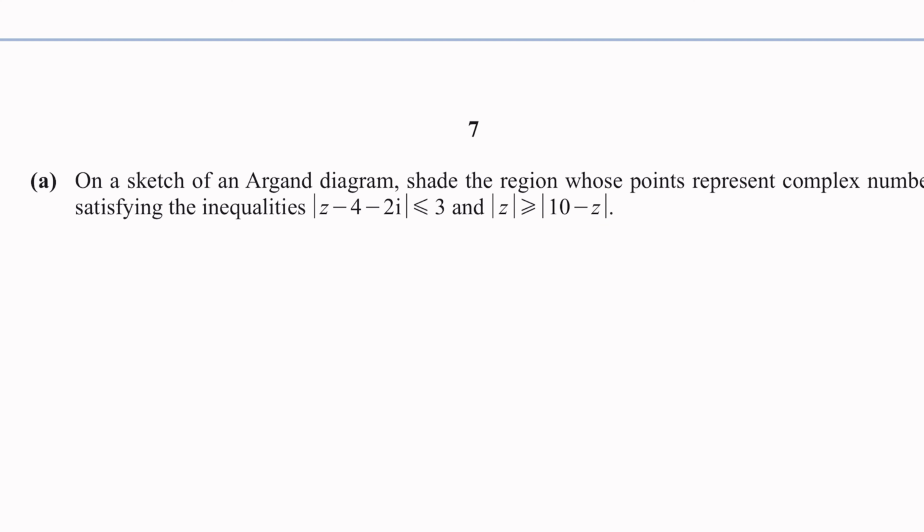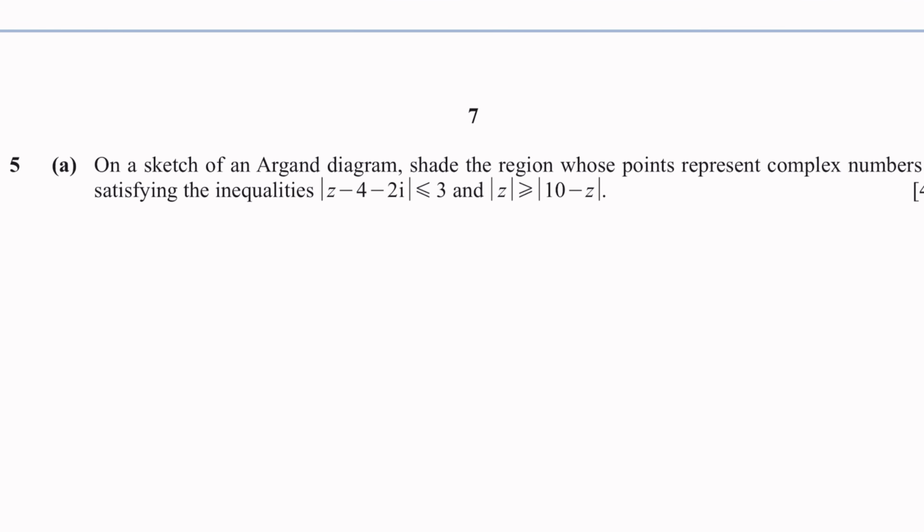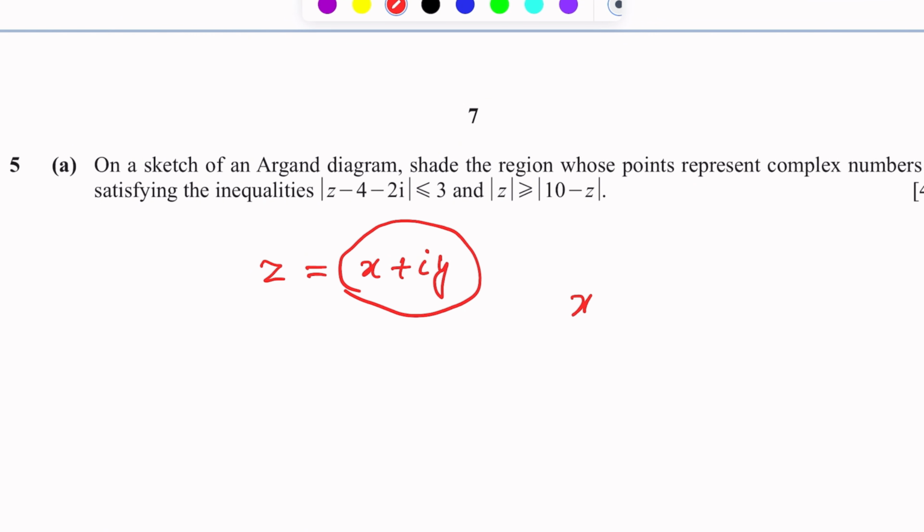This question is from complex numbers. In this question, there are two inequalities. We have to shade the region satisfying these two inequalities. In these two inequalities, z is a general complex number, z is equal to x plus iy. So the point that represents this complex number will be (x, y). This is a general point which represents this complex number z.